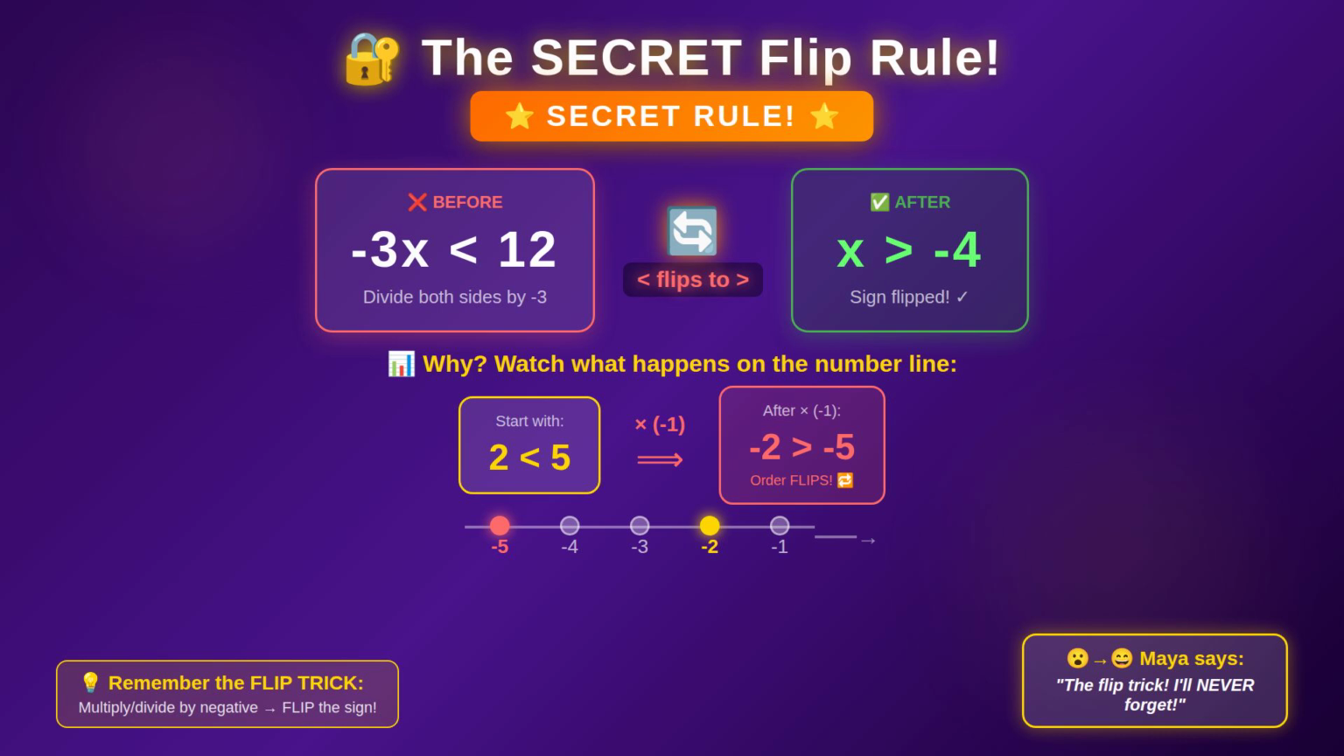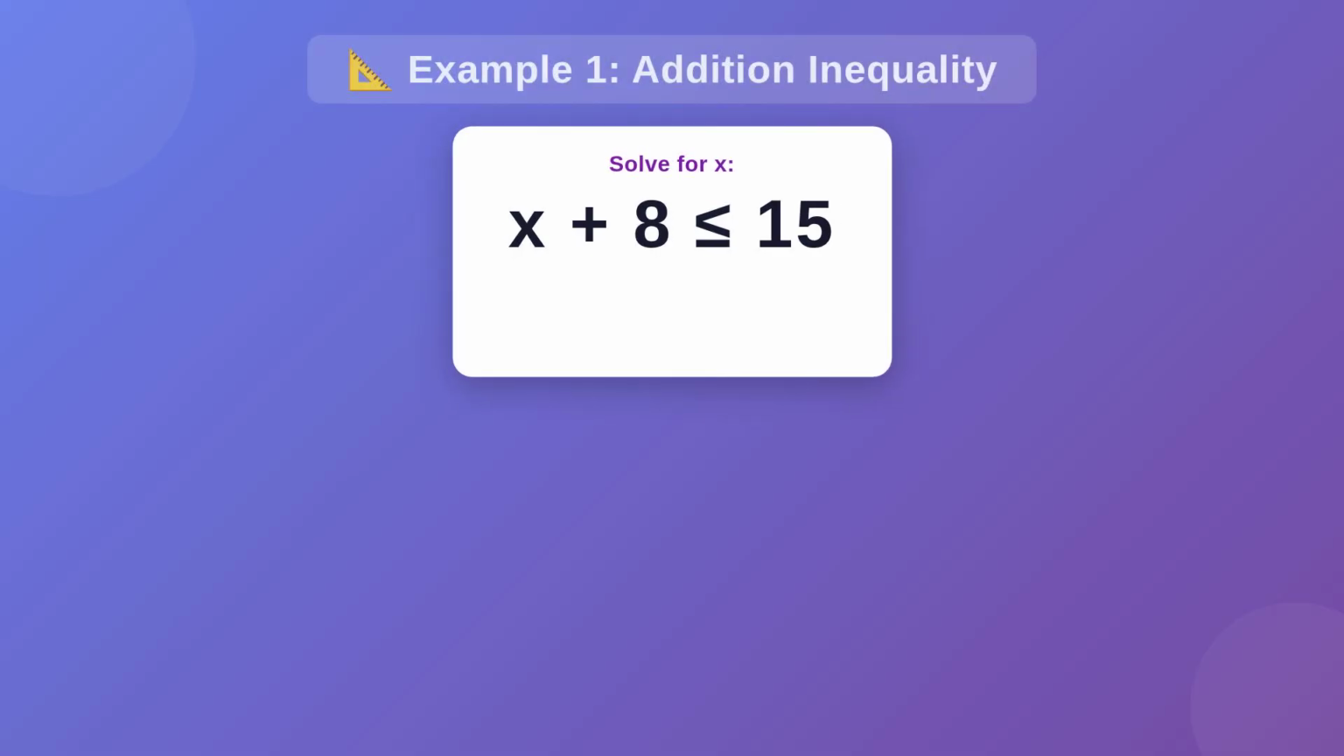Why does this happen? Think about it. 2 is less than 5. Multiply both by negative 1. Negative 2 is greater than negative 5. The order flips on the number line. Maya calls this the flip trick, and she will never forget it.